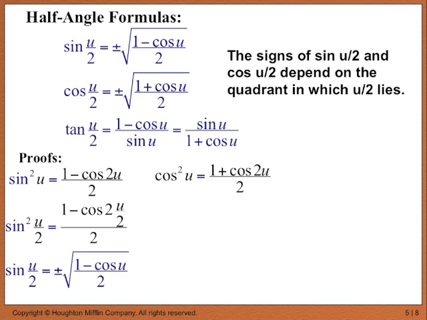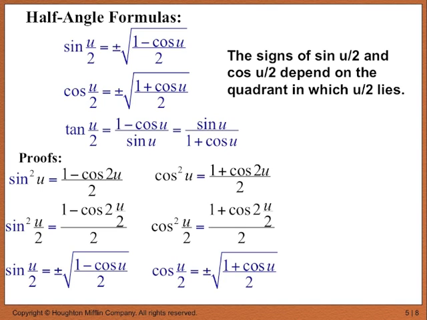Okay, so you should have come up with this. Cosine squared u equals 1 plus cosine 2u over 2. We proved that in the last screen. Cosine squared u over 2 equals 1 plus cosine 2u over 2 over 2. And then that simplifies to cosine u over 2 equals plus or minus square root of 1 plus cosine u over 2.